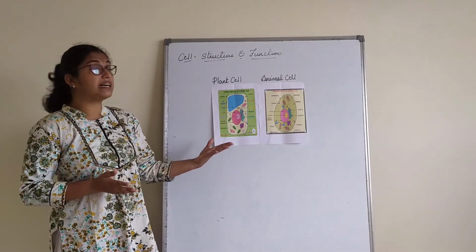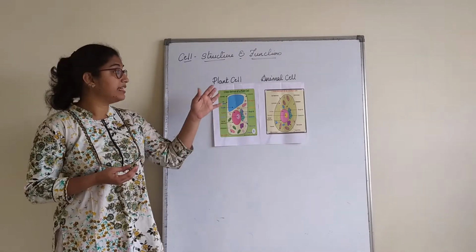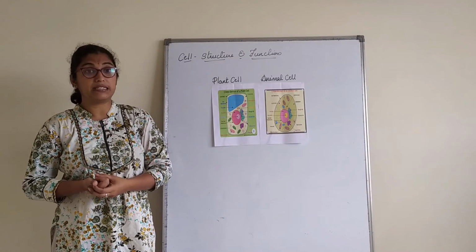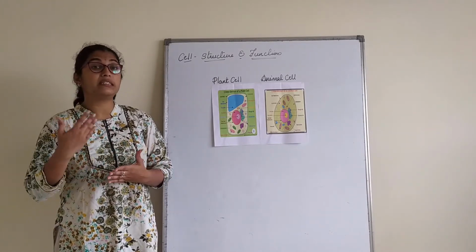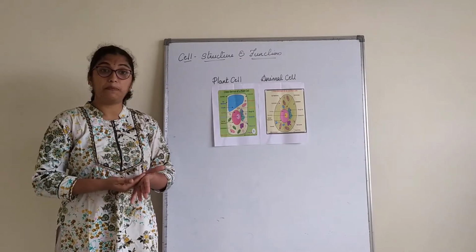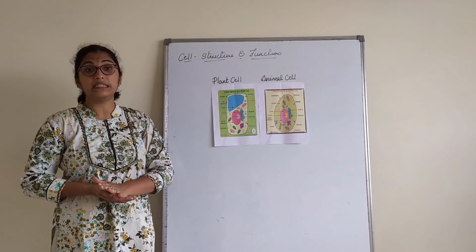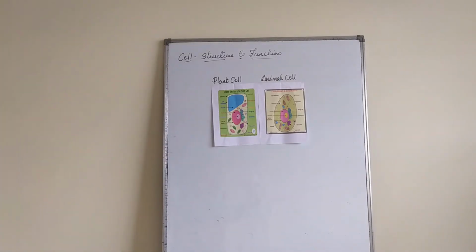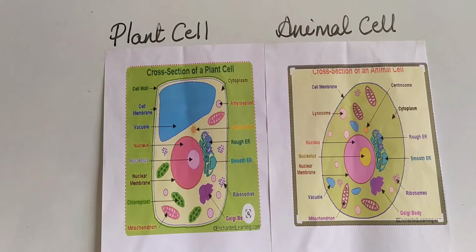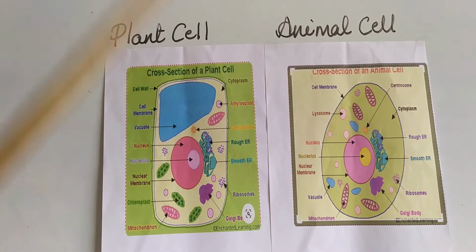Now, in today's class, we will understand where these cell organelles are present in plant cell and animal cell. Also, which of the cell organelles are not present in animal cell but present in plant cell, or present in plant cell but not in animal cell. Let's look at them in detail. So, this is the diagrammatic representation of plant cell and animal cell.